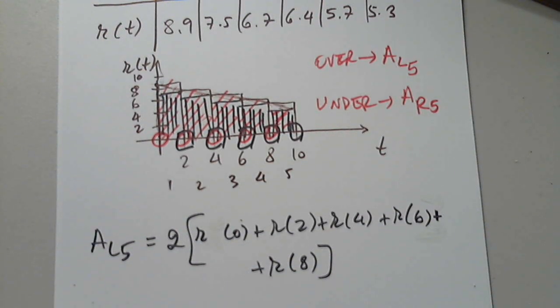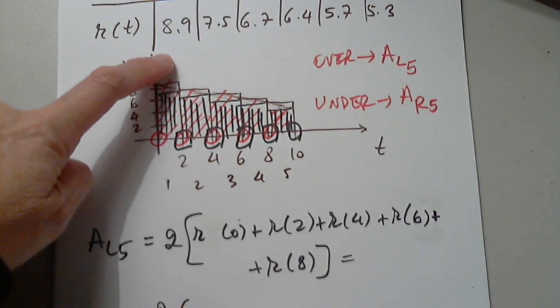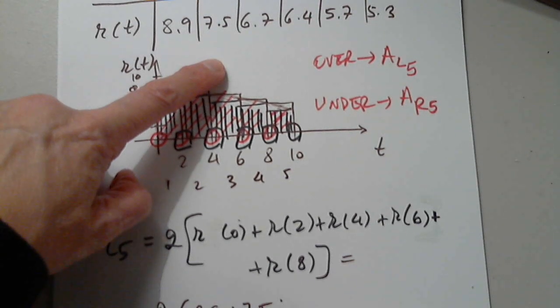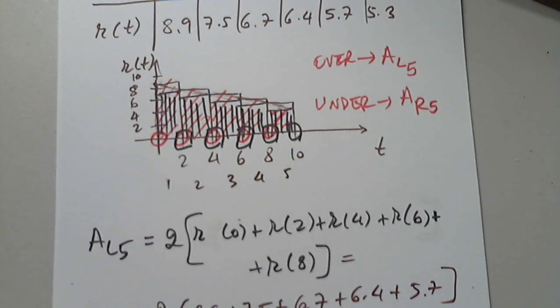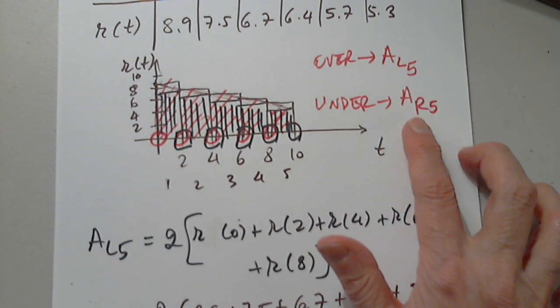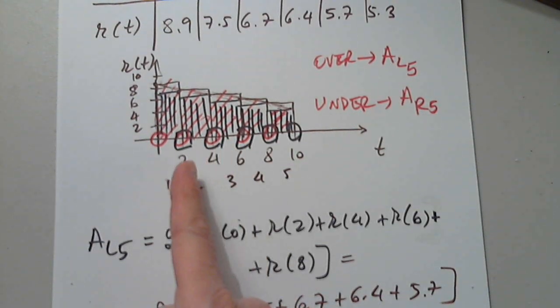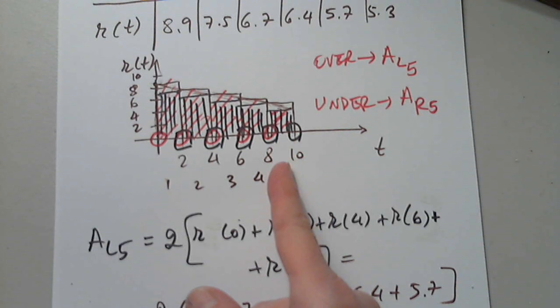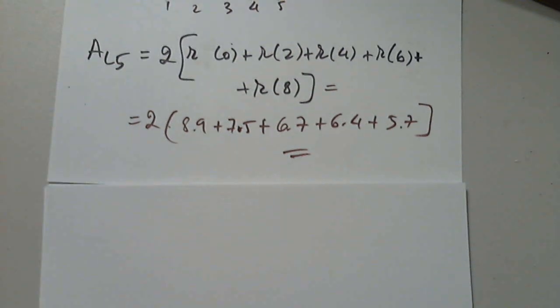What does that mean exactly? So I will put 2 in front, which I already have. So 2, and then R of 0, 8.9, plus 7.5, plus 6.7, plus 6.4, plus 5.7, and I get a number. For the other one, the underestimate will be AR5, and I'll start still with 2, but R of 2 plus R of 4 plus R of 6 plus R of 8 plus R of 10. So, and we'll get those numbers in a minute. So let me write this down.